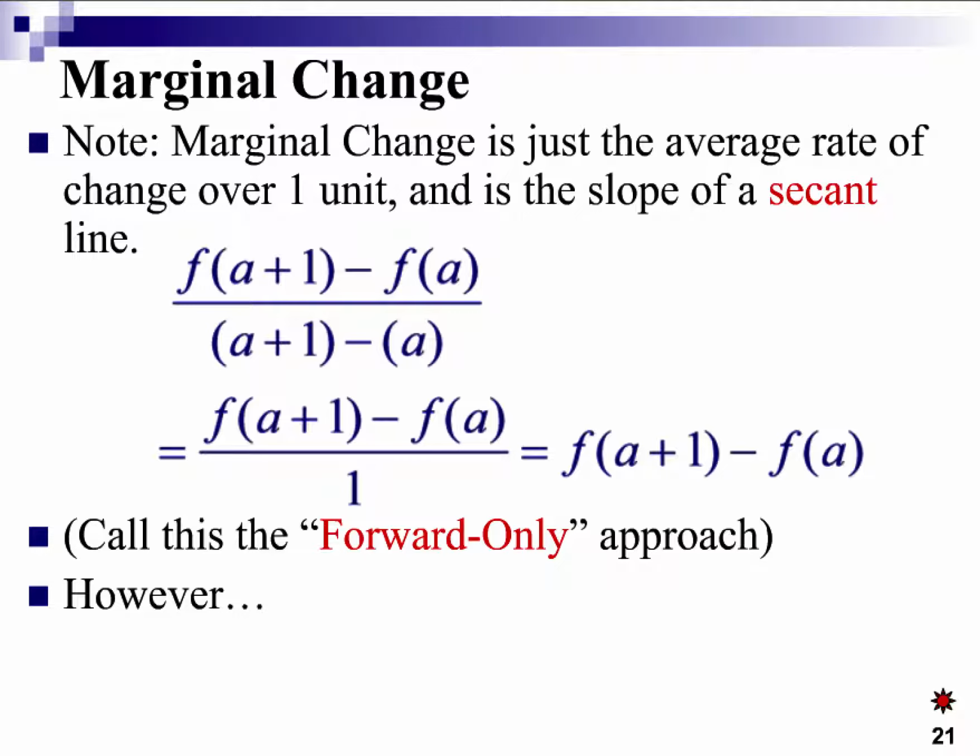So we can also talk about an approach called the forward-only approach, which means you don't go forwards and backwards. You pick a point, let's say Q equals 20. You go forward to 21. You measure that change. That is the slope of a line between those 2 points. But because you're only changing by 1 unit, it by default then is the marginal change. So we'll call this the forward-only approach, but it's essentially equivalent to the marginal change. So let's take a look at a little bit more on that.